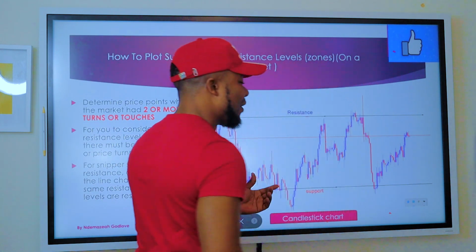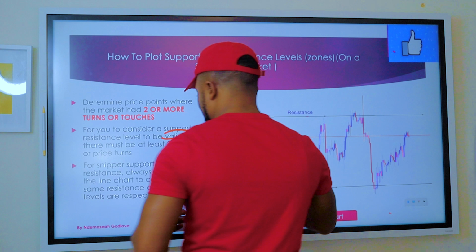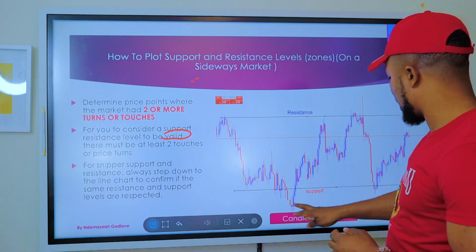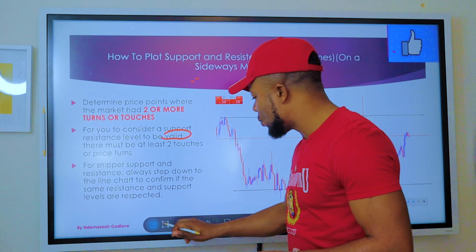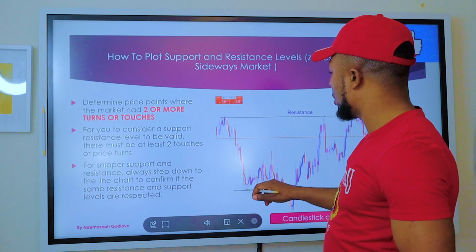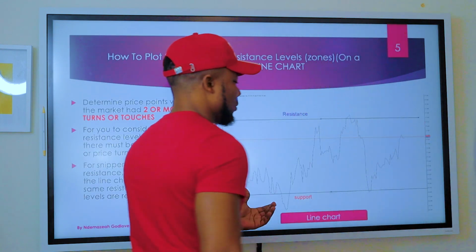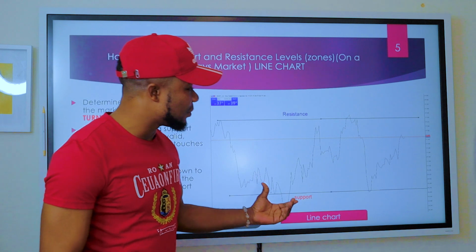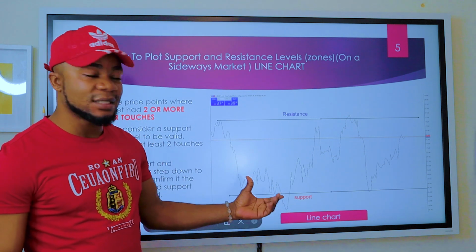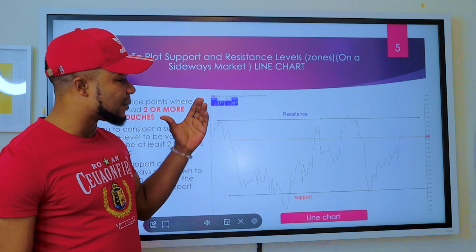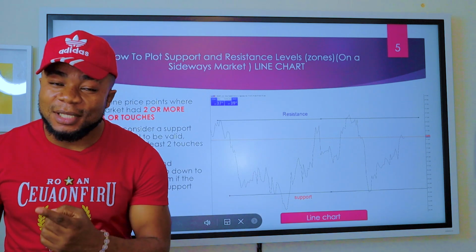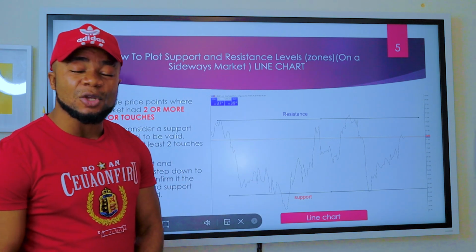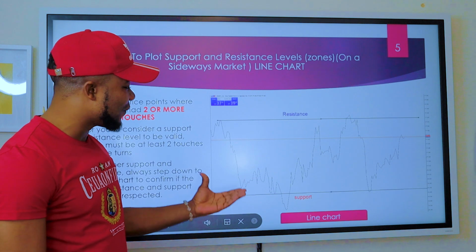You can see here we have this same chart, which I think is Euro Cad. We have this one on the candlestick chart. See what happened. Now this is the same chart, now with a line chart. This is a line chart, and if you check here, can you show me the support and resistance on the line chart? It is very, very visible.